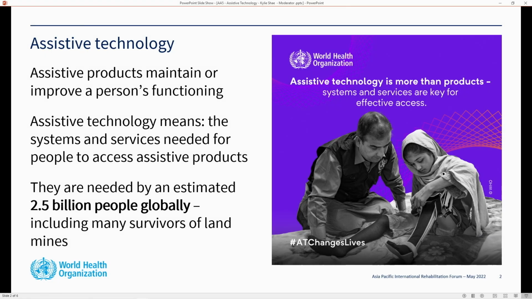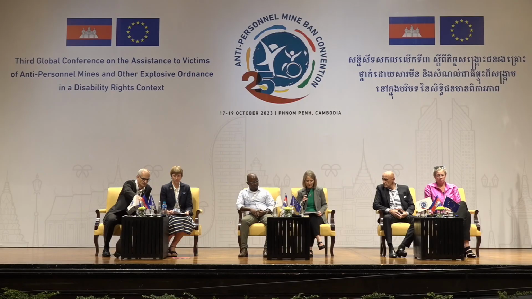Now, at the World Health Organization, we use the term assistive technology differently to assistive products. They're not the same thing. Assistive technology encompasses the assistive products, but also the systems and the services that are needed for people to have access to these products. And we have recently estimated in the first World Report on Assistive Technology that there are at least 2.5 billion people who need assistive technology now, today. That is 1 in 3 of us, making access to assistive technology a whole of population issue. It is not a purely disability issue.